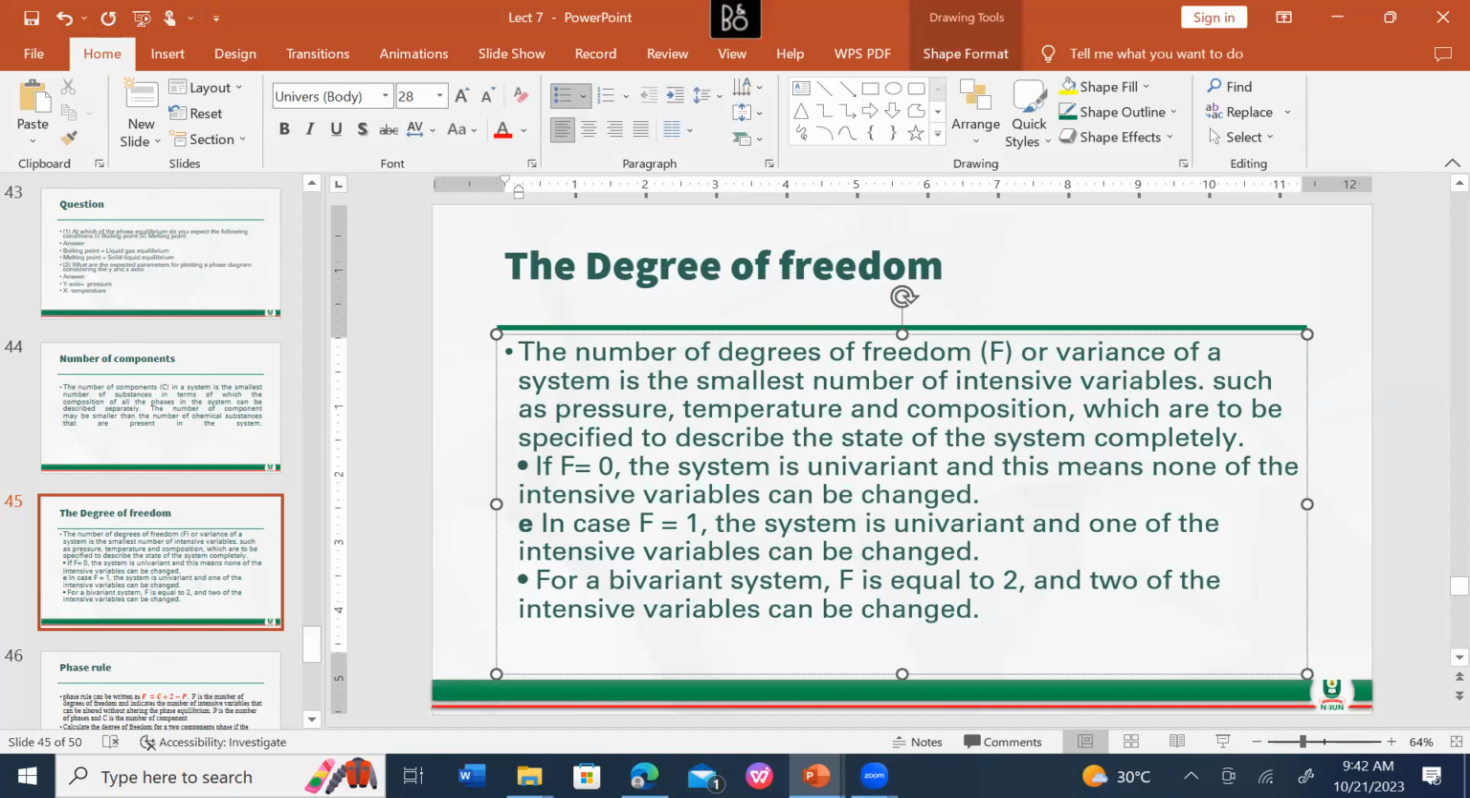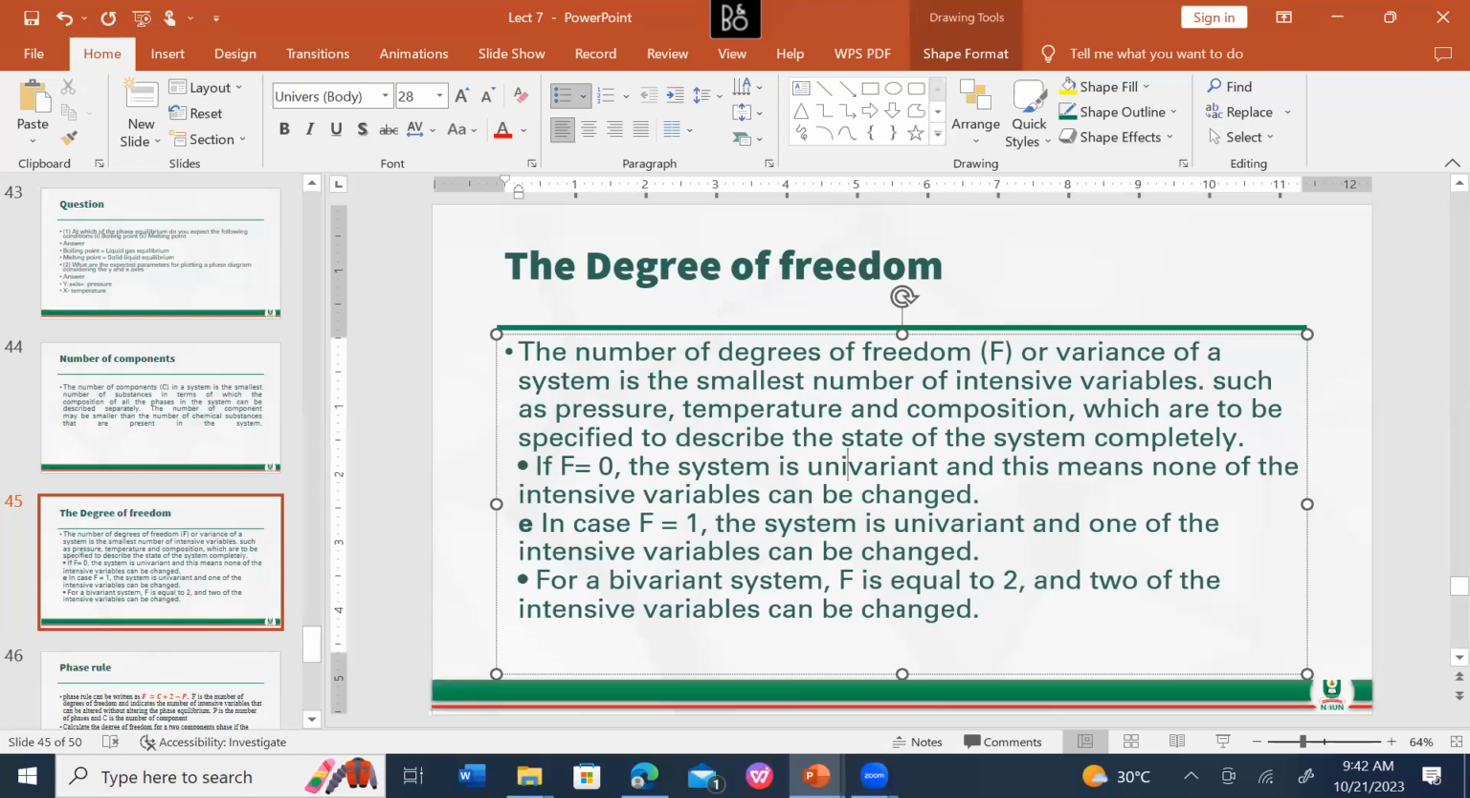Univariant. And this means none of the intensive variables can be changed. When it is univariant, none of them can change. If you alter the temperature, the system will not be at phase again. You alter the pressure, the system will not be at phase again. If you alter the volume, the system will not be at phase again. So for a univariant phase, you can't alter any of the parameters.